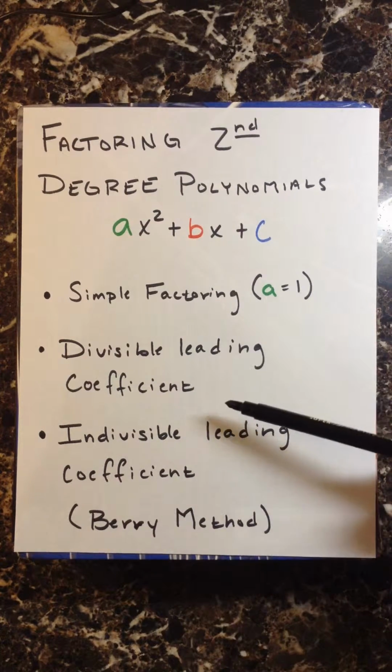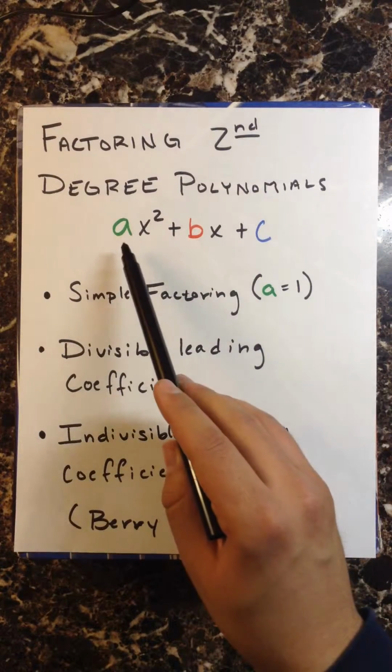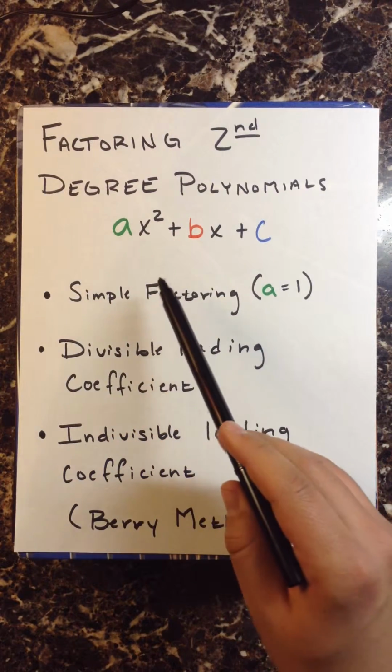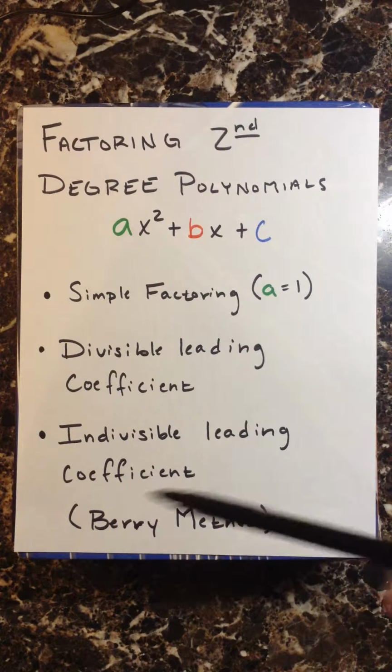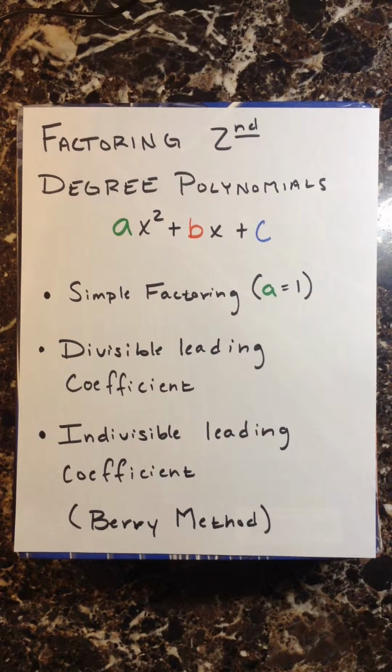The second one will be what do we do when that leading coefficient a is not 1, but it can divide out of both the other two. We call it a divisible leading coefficient. Not quite as easy, but it's still pretty easy. Should be review, but we'll go over that as well.